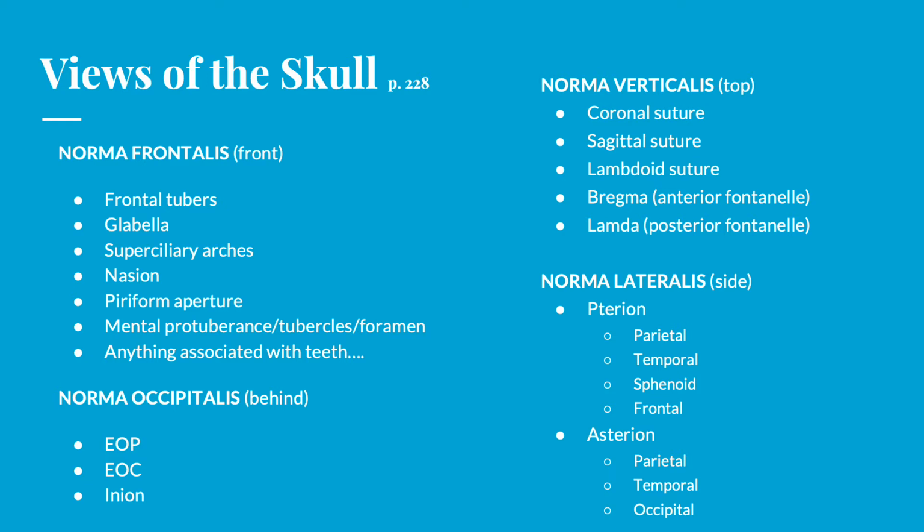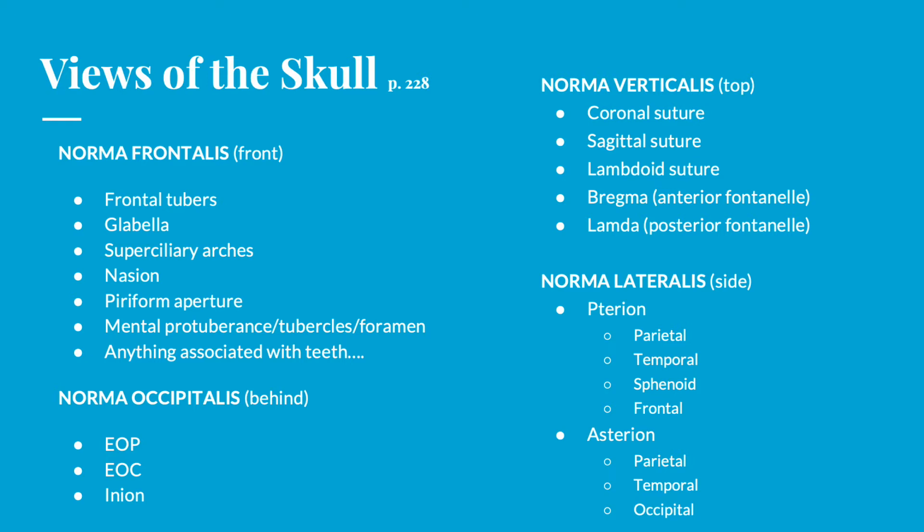Your norma frontalis is going to be that view from the front. Just take a look at the list. Look at your skull models and your stuff. If you have the little lab packet with the diagrams, the MASA study guide, look at that. Anything that you're seeing directly front on is going to be in that norma frontalis view. Occipitalis is going to be from behind. Hopefully you get that list because it's much more user-friendly than some of the others.